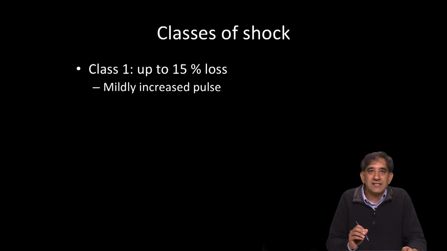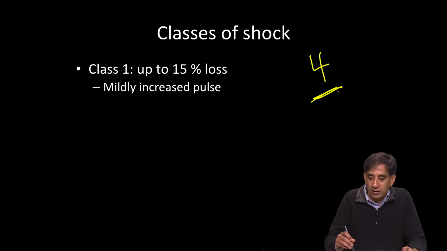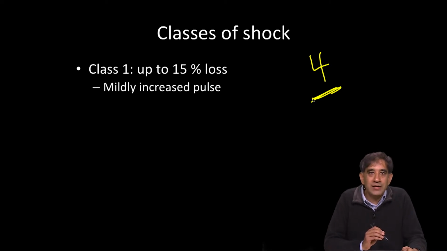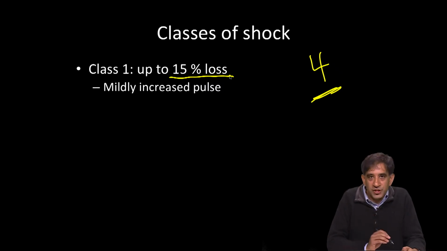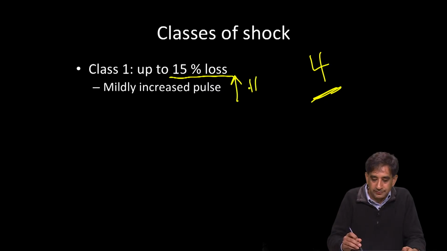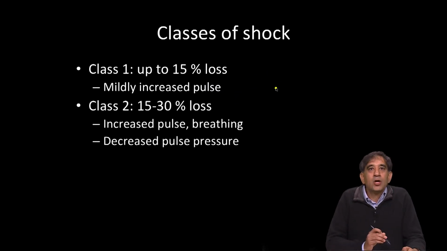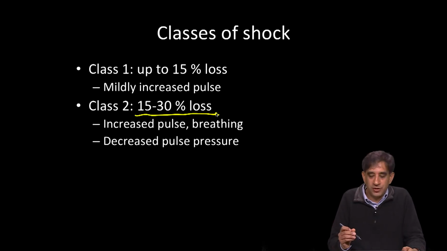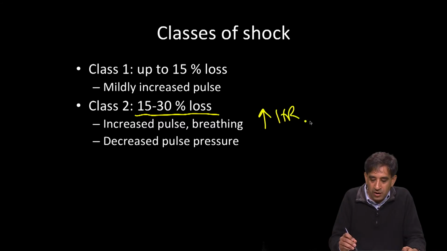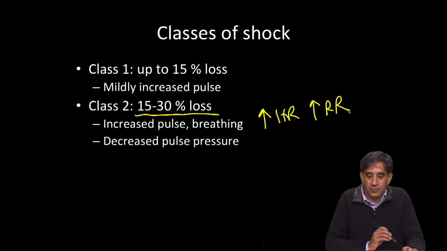In terms of classes of shock, there are 4 classic classes of shock. Class 1 is a loss of up to 15% of the patient's blood volume. And the first thing you're going to notice in these patients is a mild increase in their heart rate. Class 2 is when you lose 15 to 30% of your volume. And then what you'll start to notice is not only do they have an increase in their heart rate, but also an increase in their respiratory rate. And then their pulse pressure, or the difference between their systolic and diastolic pressure, begins to decrease as well.